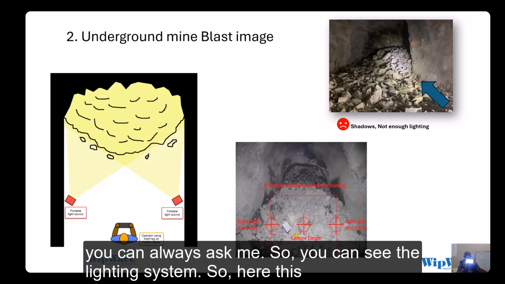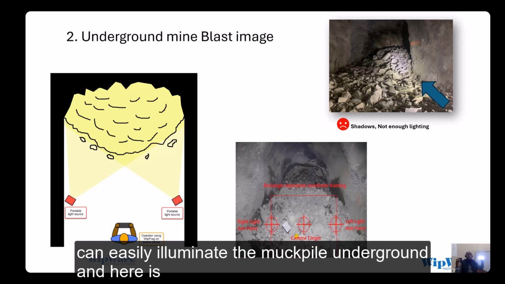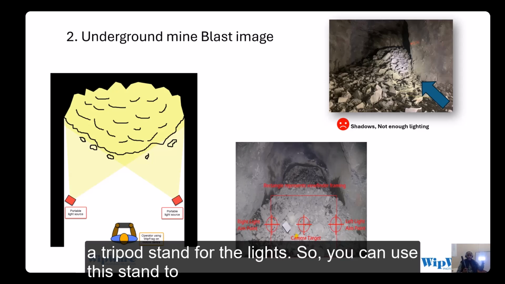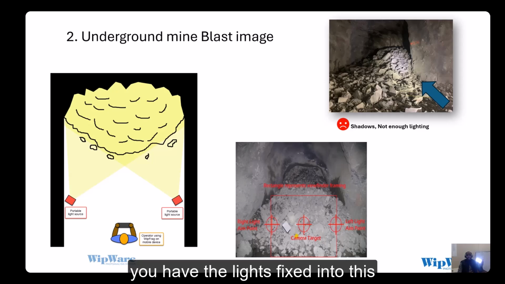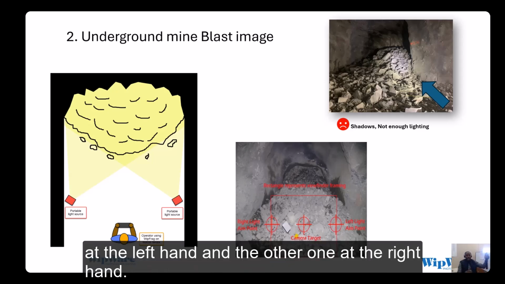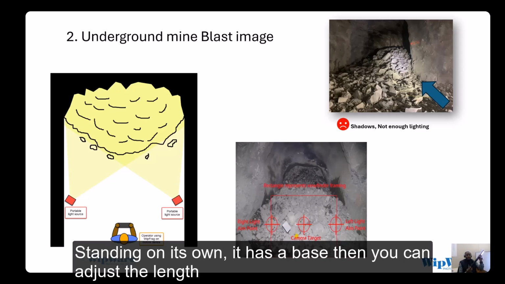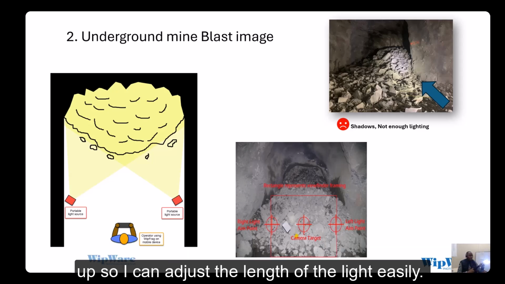So you can see the lighting system. Here is this light, and the other here is the second light. These two lights can easily illuminate the muckpile underground. And here is a tripod stand for the lights. You can use this stand to hold the light underground. So you have the lights fixed onto this tripod stand. This can easily stand with one at the left hand and the other one at the right hand. Standing on its own, it has a base. Then you can adjust the length. You can easily adjust the length of this by pushing. If I push up, I can adjust the height of the light easily.